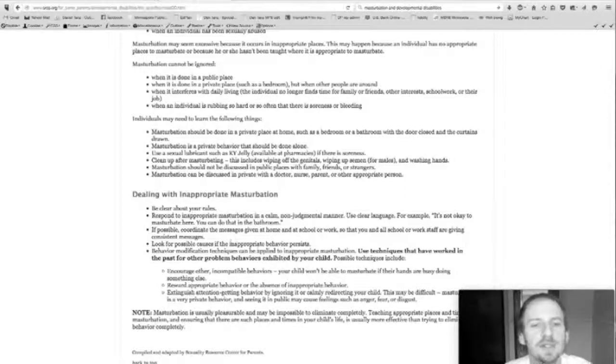Look for possible causes if the inappropriate behavior persists. Behavior modification techniques can be applied to inappropriate masturbation. Use techniques that have worked in the past for other problem behaviors, like encouraging other incompatible behaviors. Your child won't be able to masturbate if their hands are busy doing something else. So sign them up for swim lessons, I guess. Reward appropriate behavior or the absence of inappropriate behavior. Extinguish attention-getting behavior by ignoring it or calmly redirecting your child.